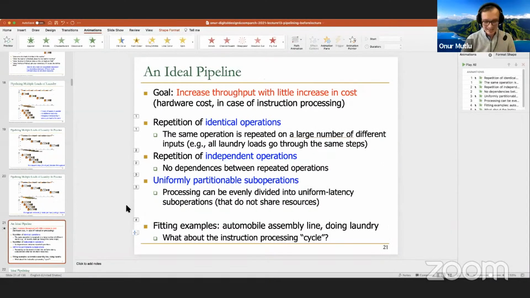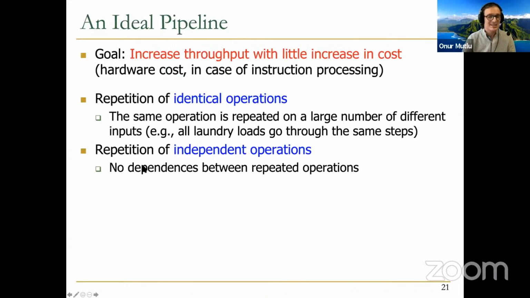Okay, what I did was I corrected this word dependencies to dependence because I want to be consistent. Dependencies is a perfectly fine term, but I usually use dependence to indicate that one operation is dependent on the other. So basically, there is no dependence between repeated operations. Laundry is a perfect example of this, right? Different laundry loads have nothing to do with each other. But with instructions, unfortunately, that's not the case. And we will see that this is going to be a problem in our pipeline. In fact, this is going to be perhaps one of the most important problems in a pipeline.